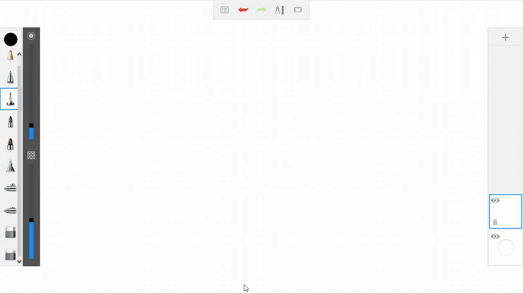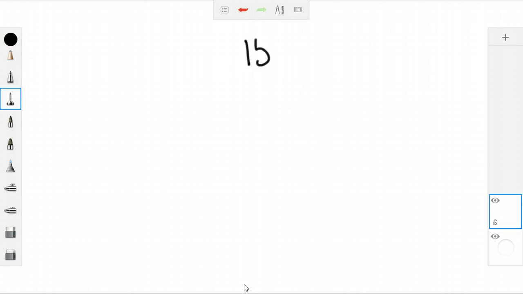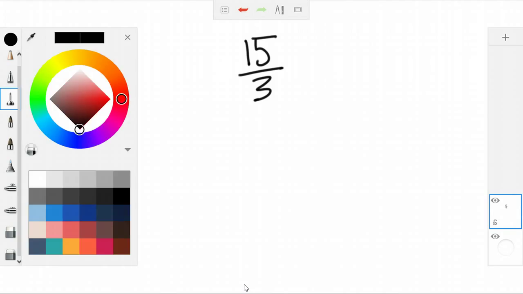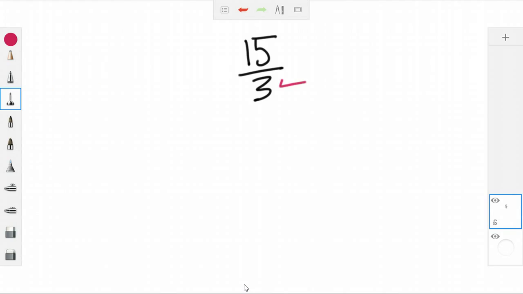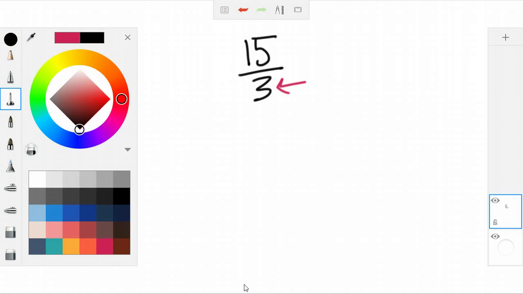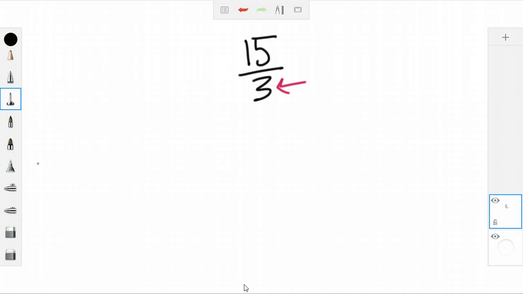So let's say I want to represent the fraction 15/3 using a number line. So the first thing I want to do is look at the denominator, this number right here. This number tells me that one whole is going to be divided into 3 parts. Okay, well I know how to do that. So I can go to my number line here, and I can say, okay, so I've got 0, and I've got 1 whole here, and I know that this is going to be divided into 3 equal parts.